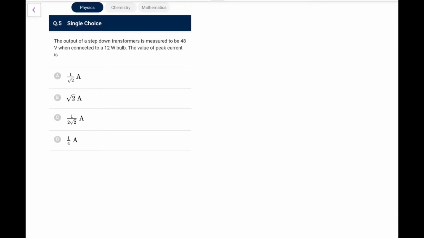Next one, the output of a step down transformer is measured to be 48 volt when connected to a 12 watt bulb. The value of peak current is. So the output is 48 when connected to a 12 watt bulb. 48 means you can directly say it would be VRMS, because what we measure is generally the VRMS, and it is connected to a 12 watt bulb.